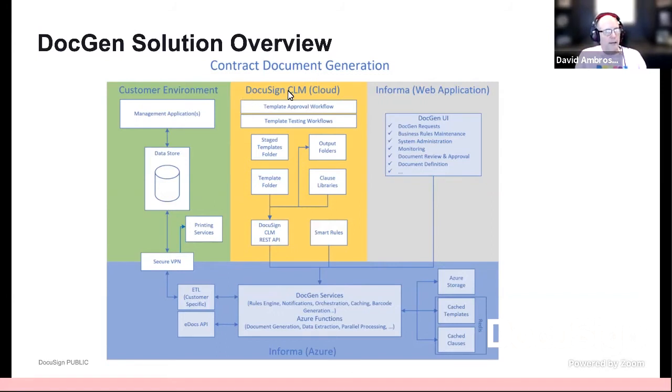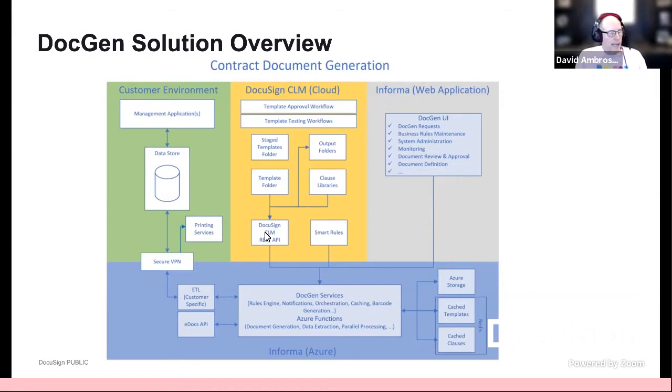Inside the CLM portion of the solution, we have the template approval workflow. All the templates get moved into a production-ready folder only through a template approval process. So we don't allow individuals to update the templates directly. They put them into a staging folder, and then it goes through that typical CLM approval process dictated by client-specific requirements. But ultimately, once that is approved, then it is put into the production environment, and only then is it available for being generated.